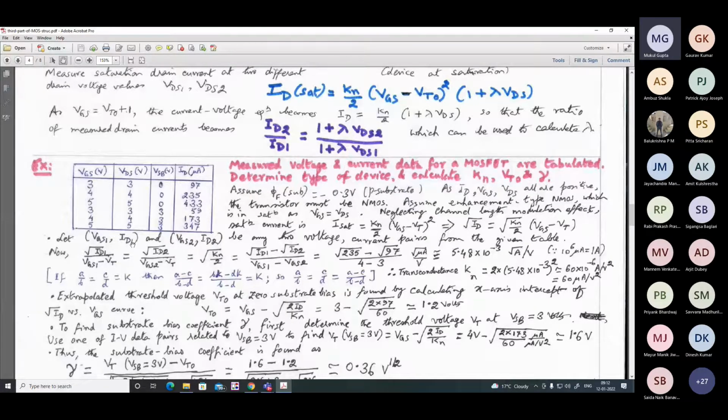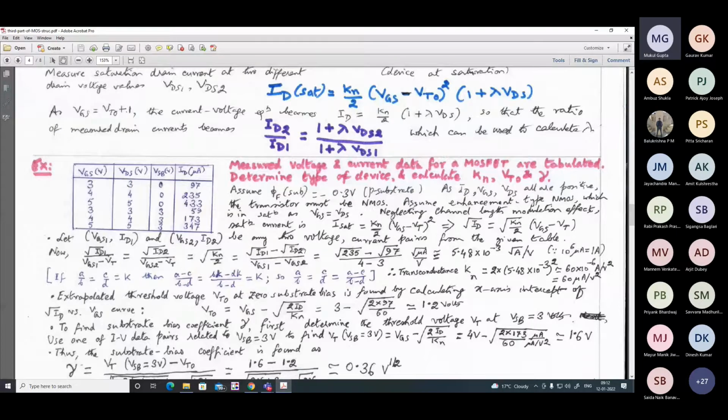Let us take two current-voltage pairs. Suppose we take the first two rows. Then root over ID1 by VGS1 minus VT equal to root over Kn by 2. This is constant. So root over ID1 by VGS1 minus VT equal to root over ID2 by VGS2 minus VT equal to root over Kn by 2, some constant. And then we need to find out Kn by 2. So what we do is componendo and dividendo.